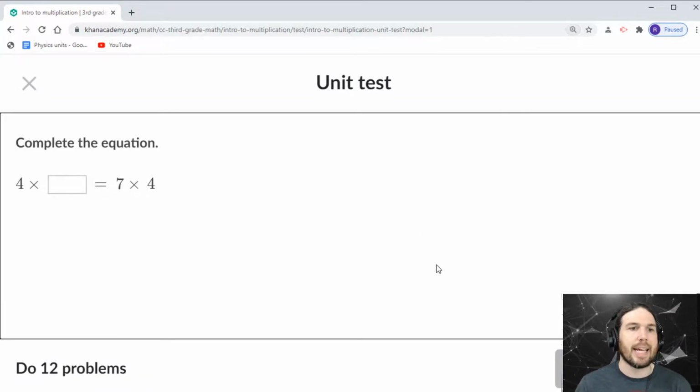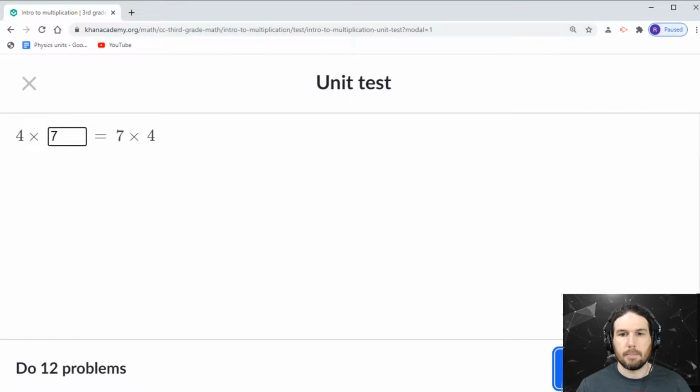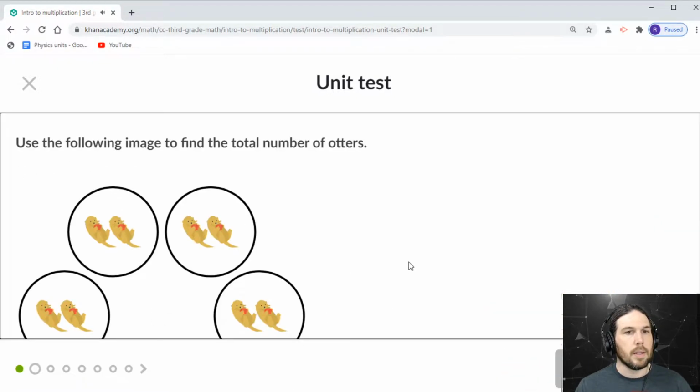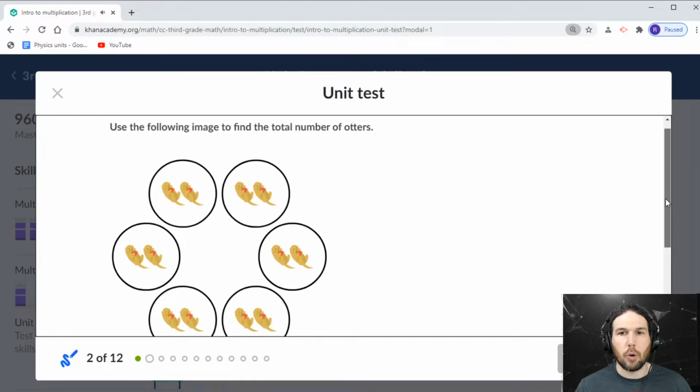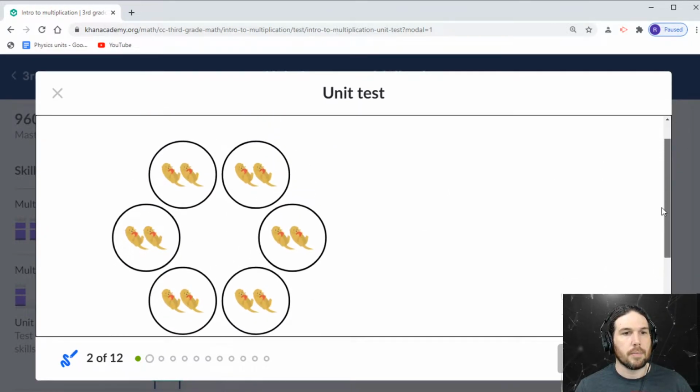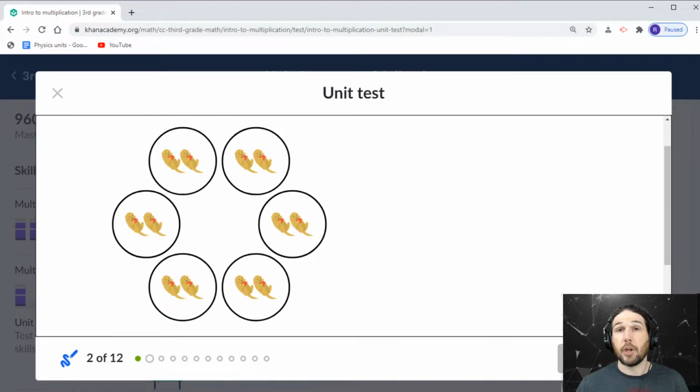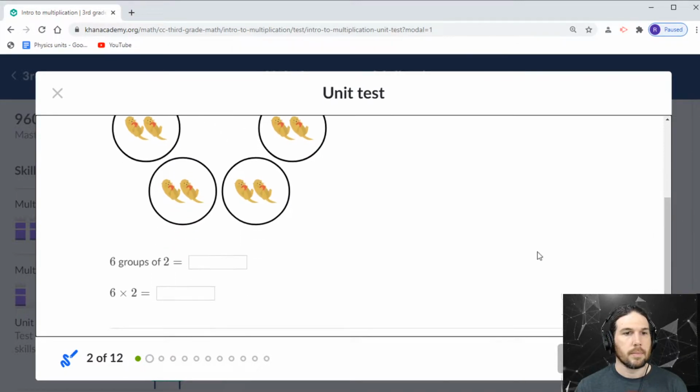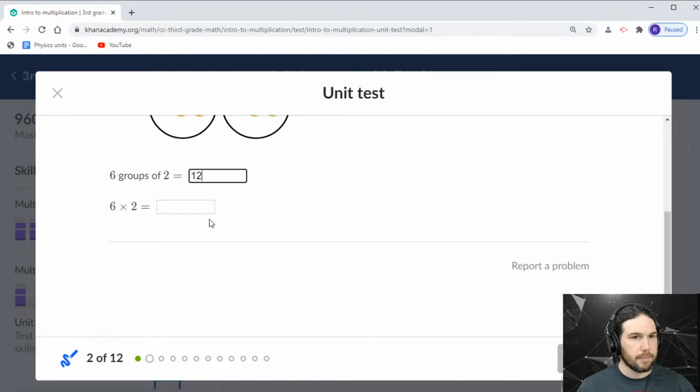4 times blank equals 7 times 4. That's 7. Use the following image to find the total number of otters. Find me the total number of otters. Well, 6 times 2 is 12.